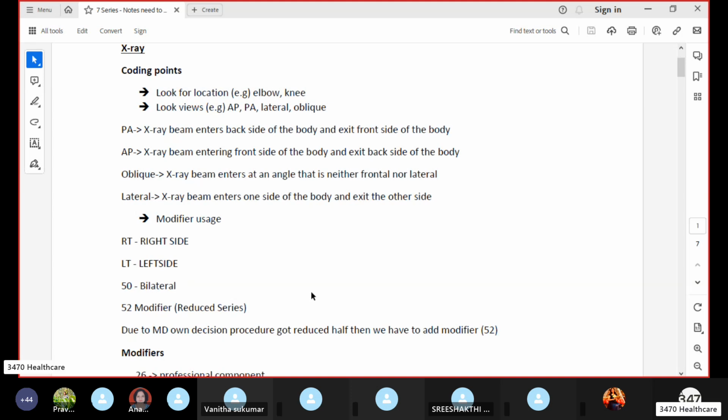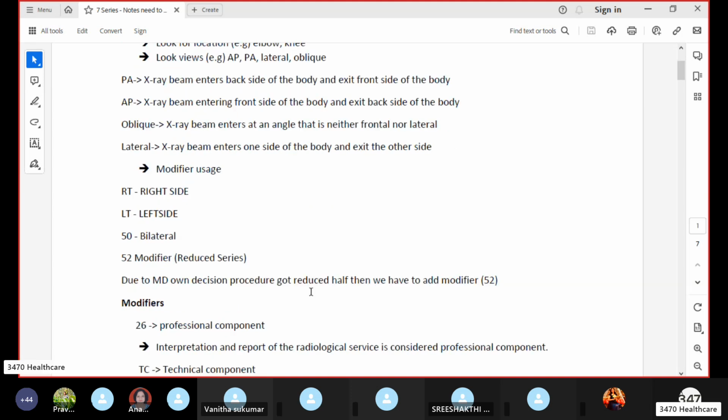So this one you have to know. While checking inside the book, if the procedure is not done fully, only half of the procedure done, it is for the reduced 52 modifier.